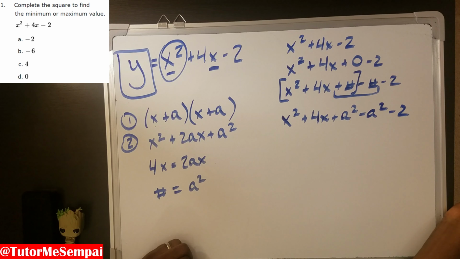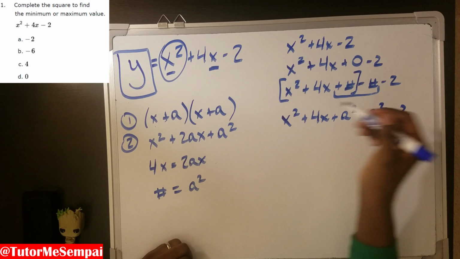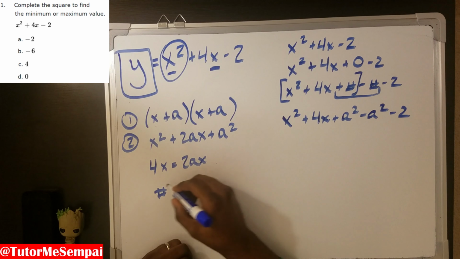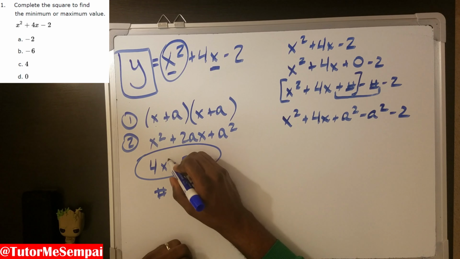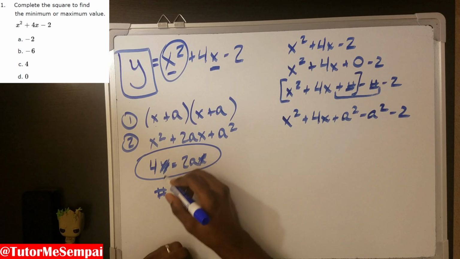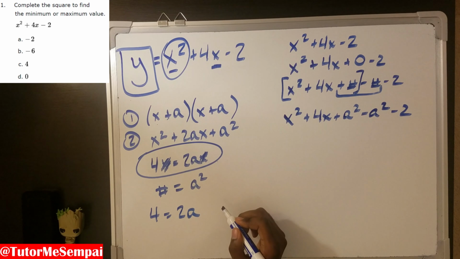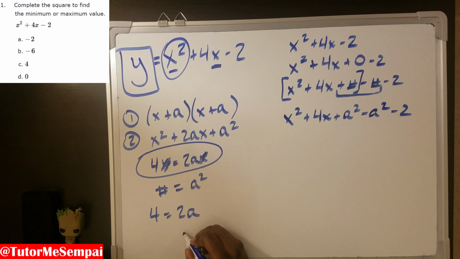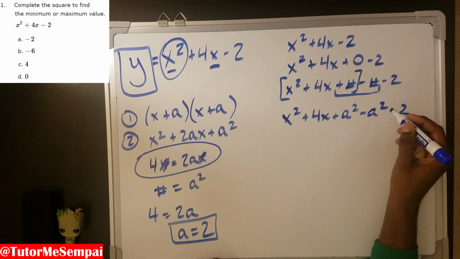But now you're like, what the heck is a? I have this a squared, based on this stuff that you wrote up here, but I don't know what the heck this a is. Well, that's where this comes in. Because they both have x, you can cross out the x. We don't really care about that. We just care about the 4 equals 2a. Because 4 equals 2a, we can solve for a and know that it is 2.